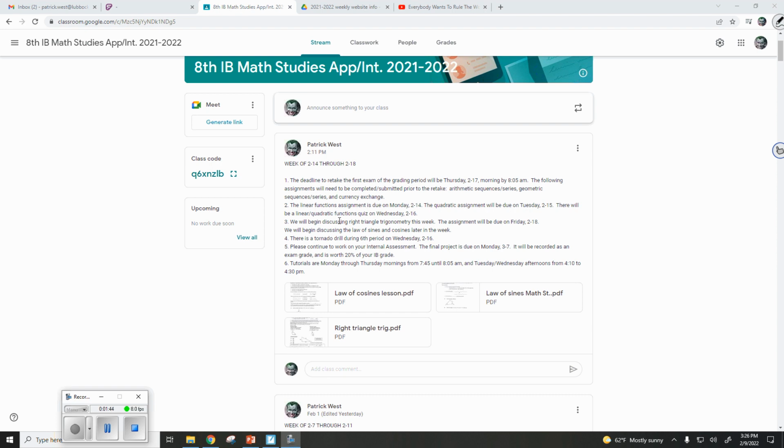As of right now, we'll talk about compound and simple interest come Friday. I'll just hand you the quiz next week so you can take a look at it, get an idea of what you would have been asked. The linear functions assignment will be due Monday. The quadratic assignment will be due Tuesday. That way we'll have a linear and quadratic quiz come Wednesday. Then next week we'll be able to start with right triangle trig, probably even get into law of sines, and we'll just keep going and see what happens.